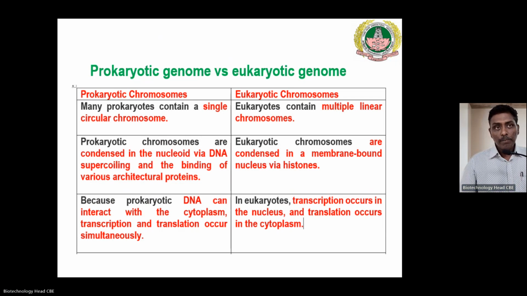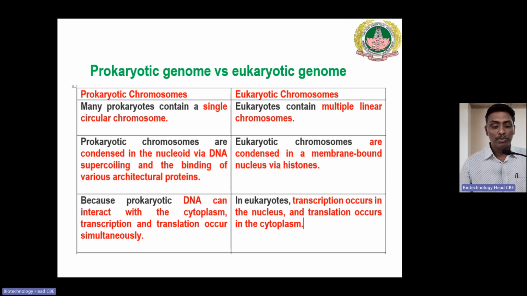Coming to the differences, what are the differences between the prokaryotic and the eukaryotic genome? Much difference occurs in both the prokaryotic as well as the eukaryotic genome. Coming to the prokaryotic genome, already we discussed that many prokaryotes contain a single circular chromosome, whereas eukaryotes contain multiple linear chromosomes.